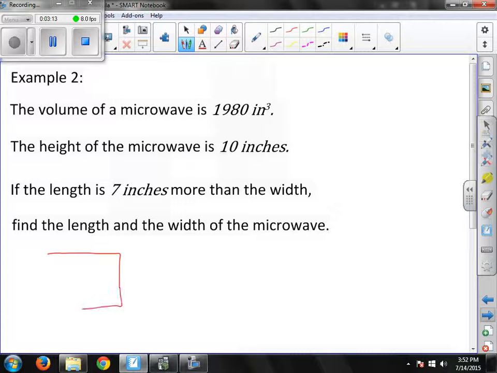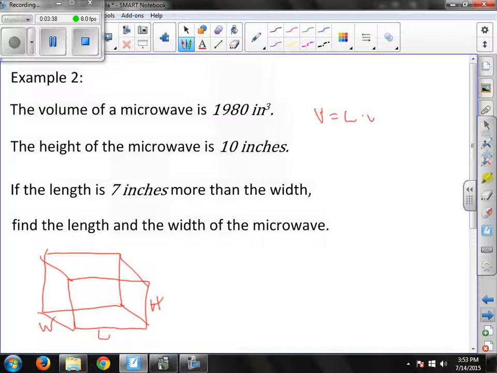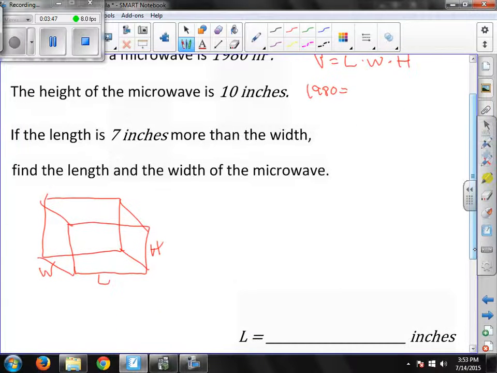Let's draw another picture. Now this is a three-dimensional picture. It's like a microwave or a shoebox. I still have a length, I have a width, and I have a height. Now we're talking about volume of a rectangular solid. That formula is length times width times height. Well, we know volume is 1980. Okay, so we're going to put that there.